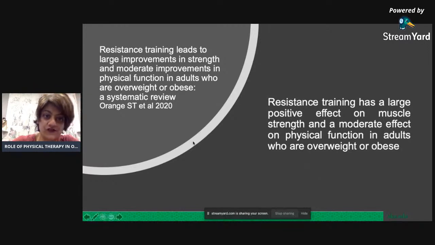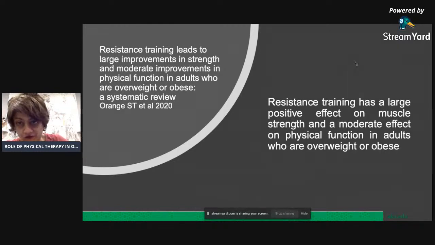Again last year, 2020, and they looked at the effects of resistance training on the physical function of adults who are overweight or obese. And what they found in the systematic review was that resistance training has a large positive effect on muscle strength and a moderate effect on physical function in adults who are overweight or obese.